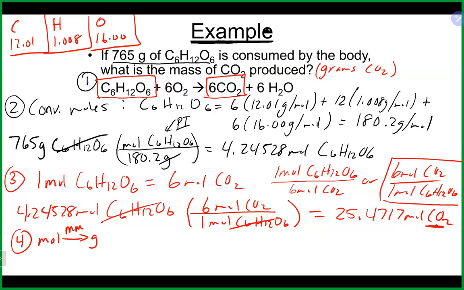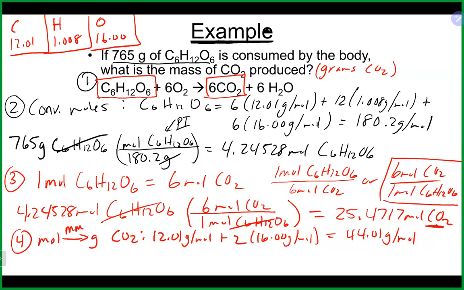We can't use, obviously, the same number we used at the beginning. That means for CO2, there is a carbon at 12.01 and there are 2 oxygens, each at 16. That's going to give us a molar mass for CO2 of 44.01 grams per mole. Once again, we're going to use that as a conversion factor to do our very last step.